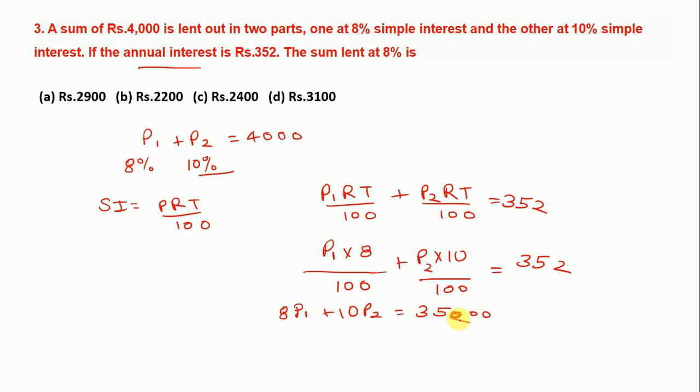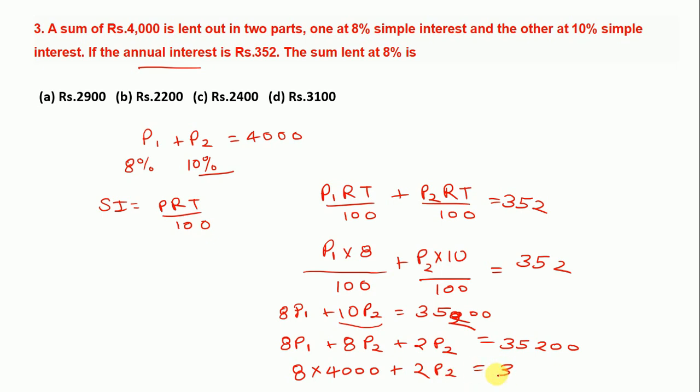Now we have broken 10 P2 into 8 P2 plus 2 P2, and it will be equal to 35,200. Now 8 P1 plus P2, and P1 plus P2 is equal to 4,000 here. So 8 into 4,000. I have taken 8 common from here and 2 P2 will remain as it is. It is equal to 35,200. And now 2 P2 will be equal to 35,200 minus 32,000.